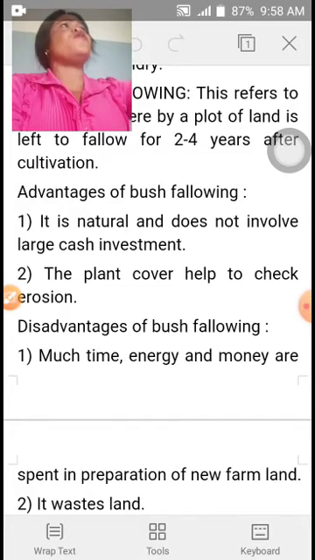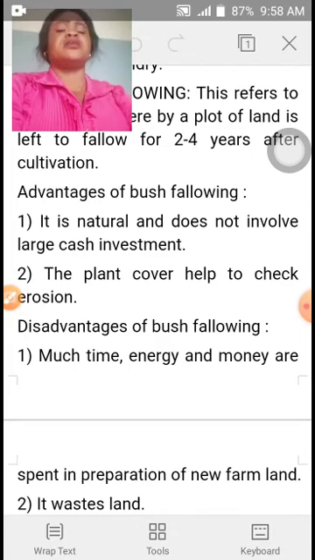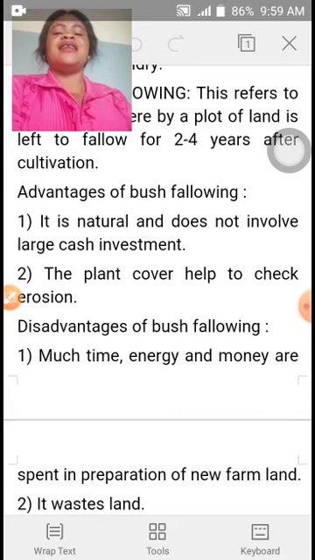It will turn to forest, big trees, shrubs. Everywhere will be covered with what? Trees. For you to go and prepare a new farmland, it's money. You will look for money to go and pay laborers to come and work for you. And much time, energy, and money are spent in preparation of new farmland. That is one disadvantage.